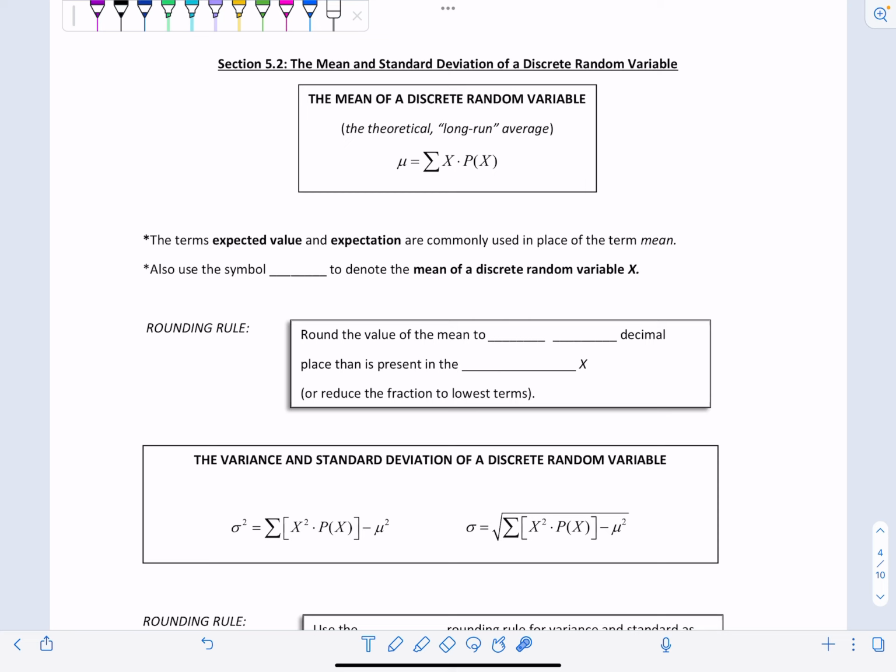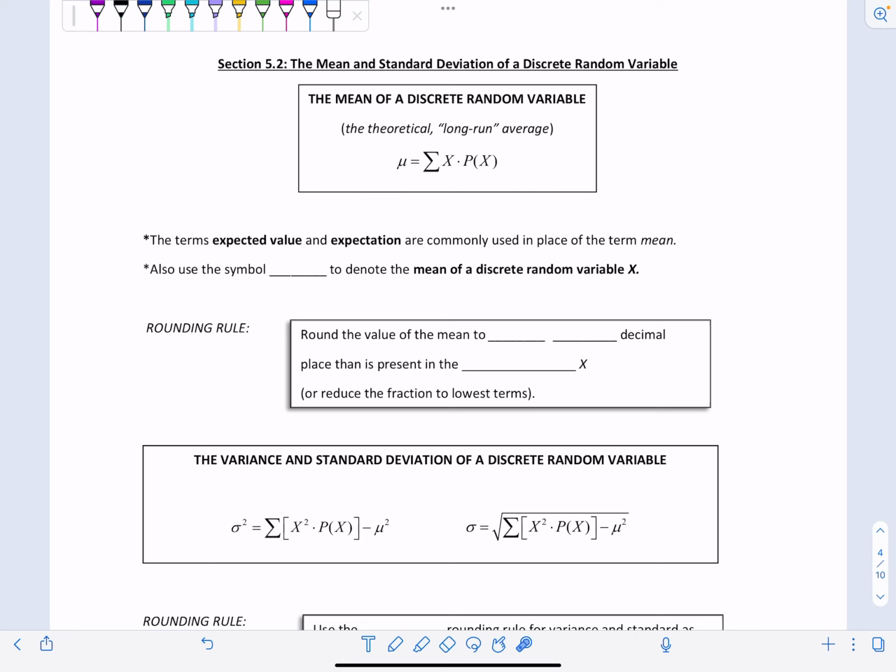Some other terms that you might hear instead of mean are expected value or expectation. So if you're asked to find the expected value or expectation of some variable, same formula. They're just asking for the mean and they're just using a different name for it.